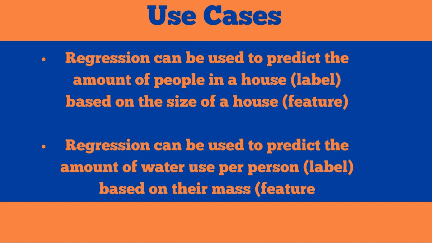Now, I'll be moving on to the use cases of regression. For the first example, regression can be used to predict the amount of people in the house, which is the label, based on the size of a house, the feature. For the second example, regression can be used to predict the amount of water used per person, which is the label, based on their mass, which is the feature.